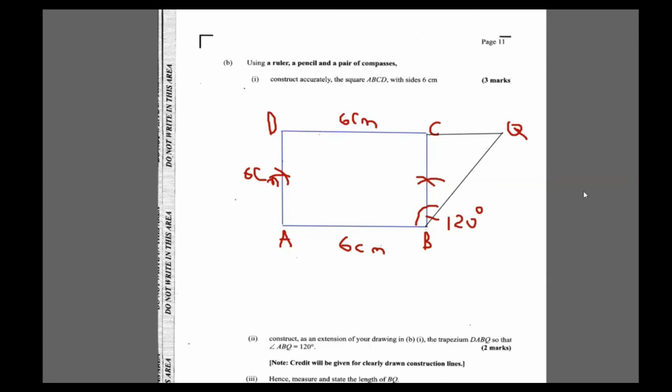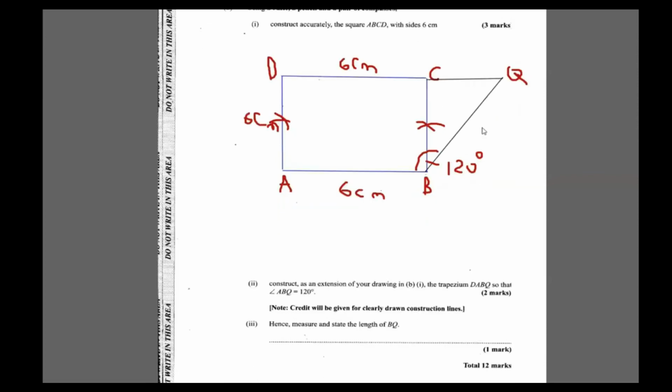And then it's asking now for the length of BQ. That's the next part. So you're just going to use your ruler now and of course measure the length of BQ. No calculating. Of course, looking at it, I'm just going to give an estimation of BQ. I know BQ is bigger than 6 because this side is 6, and this side is supposedly 3.